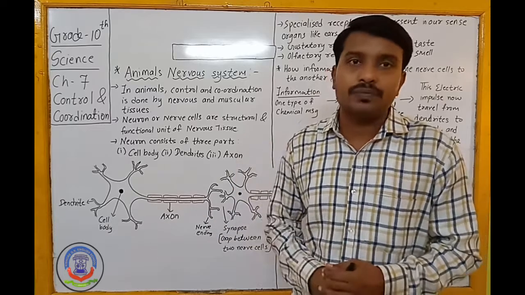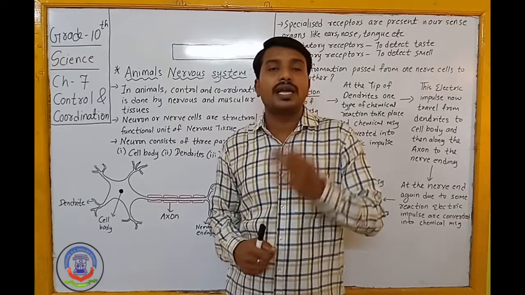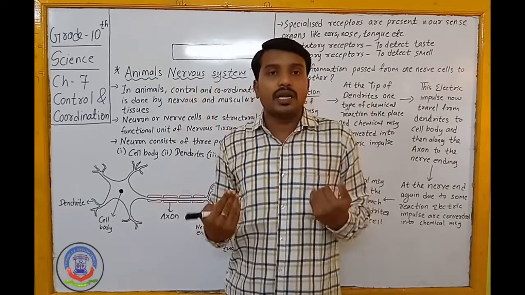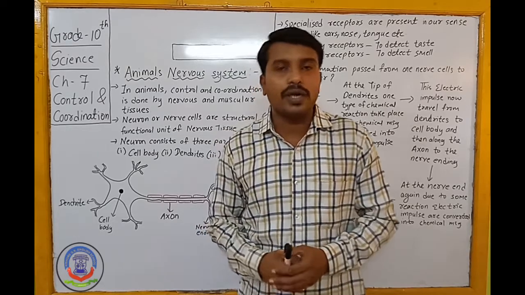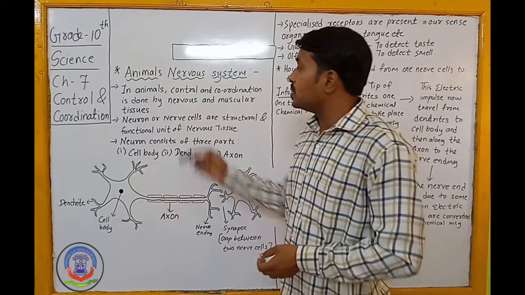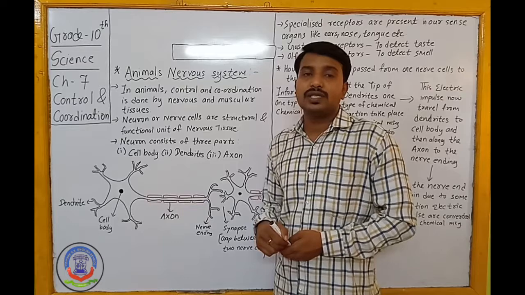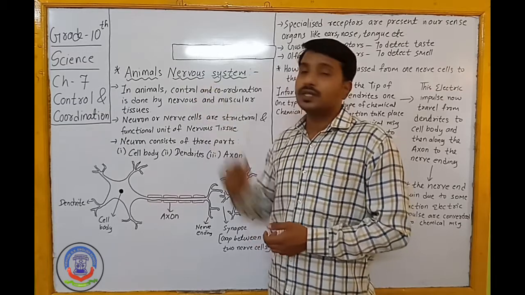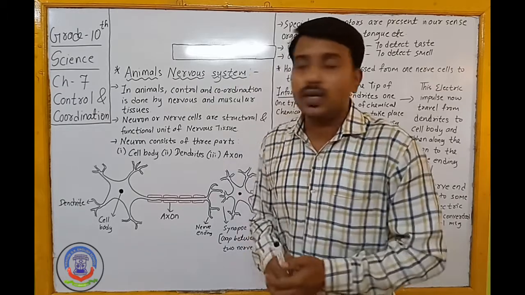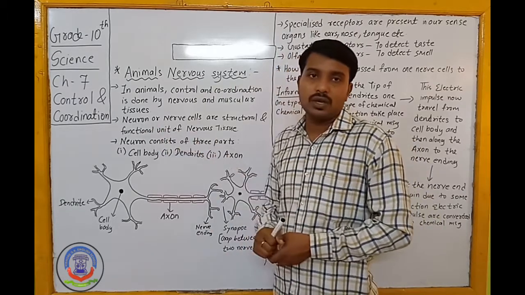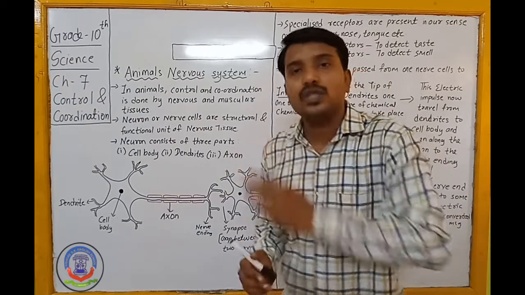Now, if we talk about the structural and functional part of nervous tissue, just like in 9th we learned that the cell is the structural and functional unit of our body, in the same way the nervous tissue, the important tissue of our nervous system, has a structural and functional unit known as the neuron or nerve cell. So the neuron, or nerve cell, is the structural and functional unit of nervous tissue.